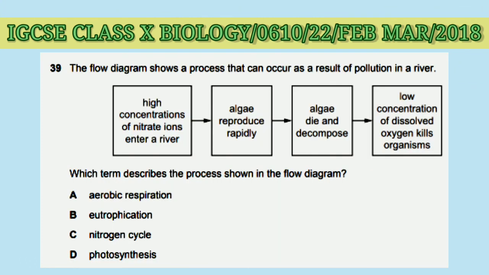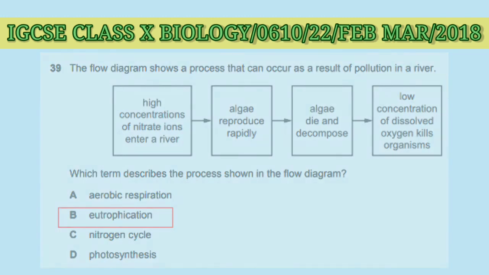Let us do question 39. The flow diagram shows a process that can occur as a result of pollution in a river. Which term describes the process shown in the flow diagram? First step is high concentration of nitrate ions enter a river. Algae reproduce rapidly. Algae die and decompose. Low concentration of dissolved oxygen kills organism. Process given in the flow diagram is eutrophication. So correct answer is option B, eutrophication.